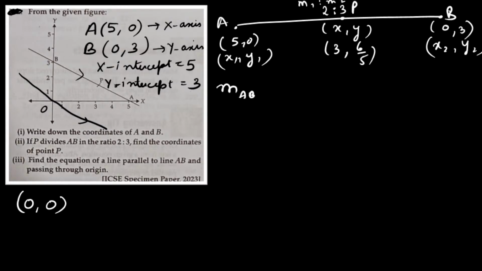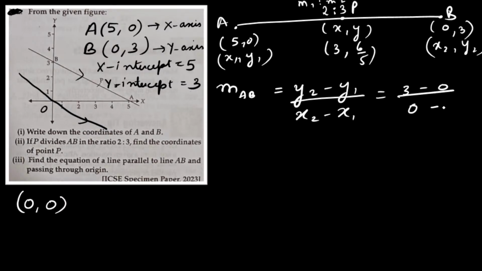We can find the slope of AB using the slope formula, y2 minus y1 by x2 minus x1. So y2 is 3 minus y1 is 0, x2 is 0 minus x1 is 5. So 3 minus 0 is 3, 0 minus 5 is minus 5. So the slope of AB is equal to minus 3 by 5. Are you all getting the same slope? Since this line is parallel to AB, the slope of this line is also equal to minus 3 by 5.